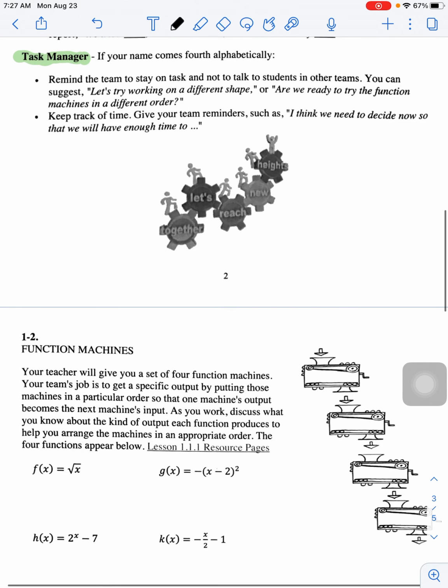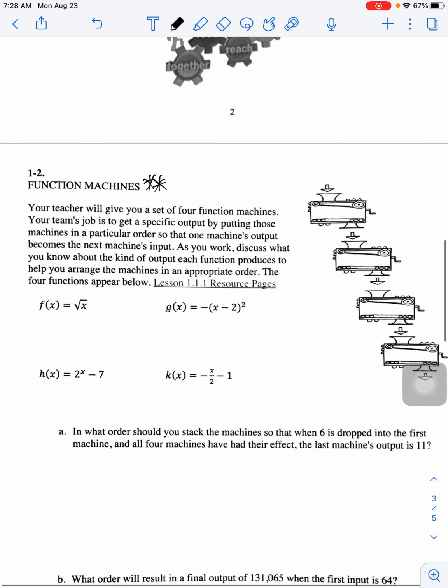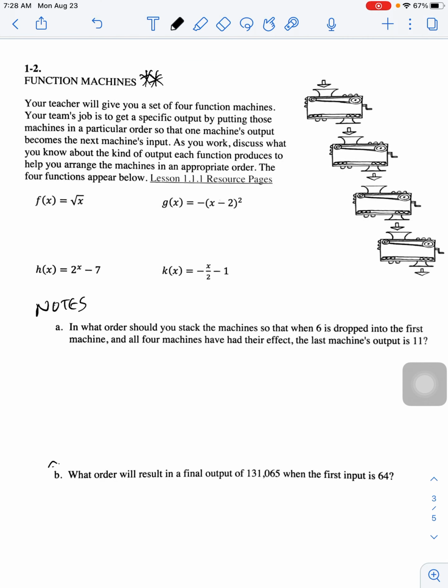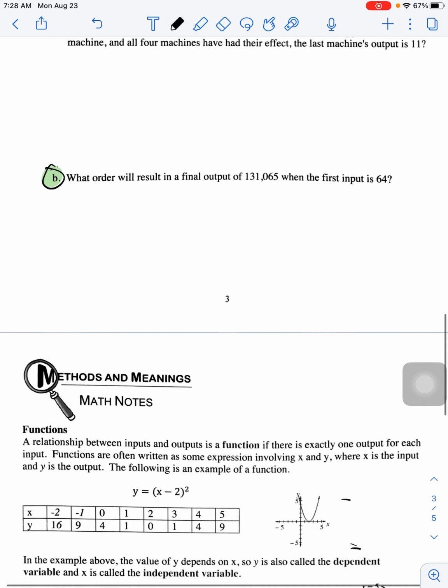Ultimately, our main focus for today's lesson is going to be function machines. But before we look at the function machines problem, for A, I'm going to talk about that one as notes. B, after you get done watching this video, is what you're going to be working on as some practice in terms of dealing with functions, but we're not there yet.